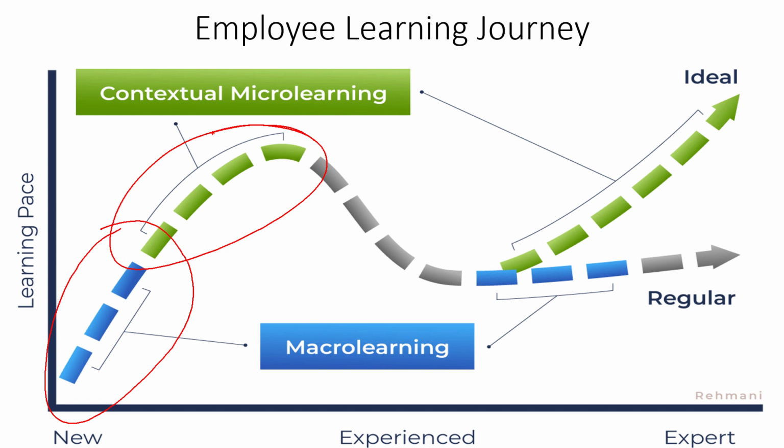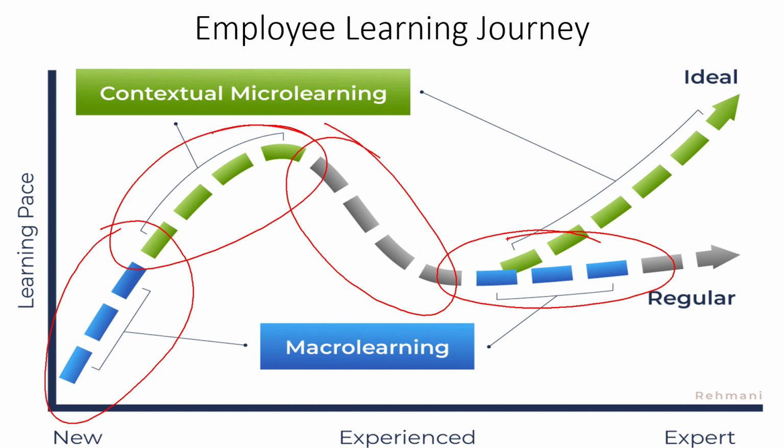Then comes the dip, unfortunately, for most people, where you become an experienced employee. The regular motions become repetitive, and the pace of learning slows down. What do you do as a company when that happens? Usually at that time, the company decides to provide another boost of macro learning. So that's this blue over here. This works marginally well, and employees' learning increases a bit due to the boost of knowledge.